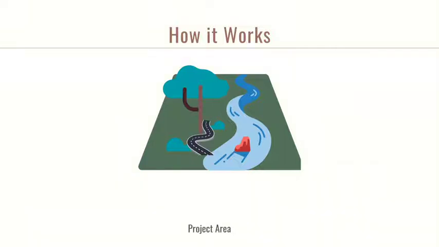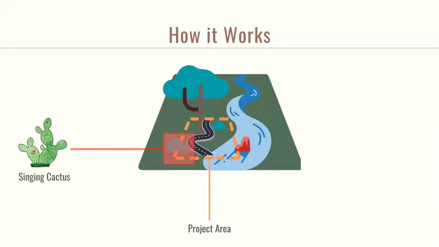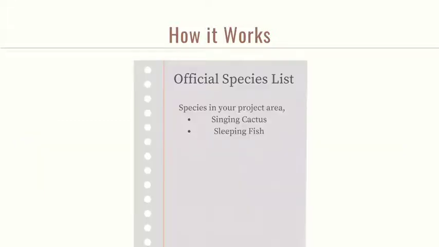I'm going to run through a quick example, so conceptually you can understand how IPaC works. So in the example I gave earlier, we have Susan who wants to construct a road. She's gone into IPaC, she selects her project area, and then IPaC takes the information that we've put in and queries to see, okay, well, what species then occur in that area? So in this case, we have the singing cactus and the sleeping fish, two of my personal favorites.